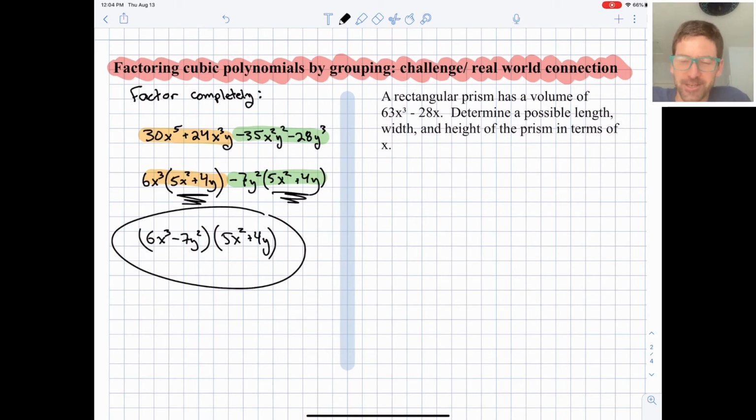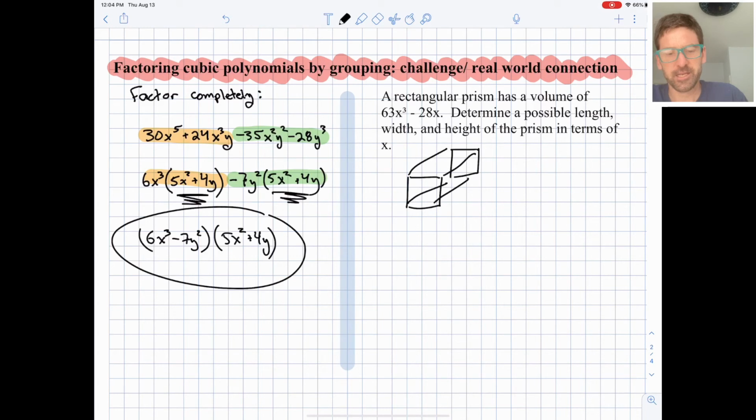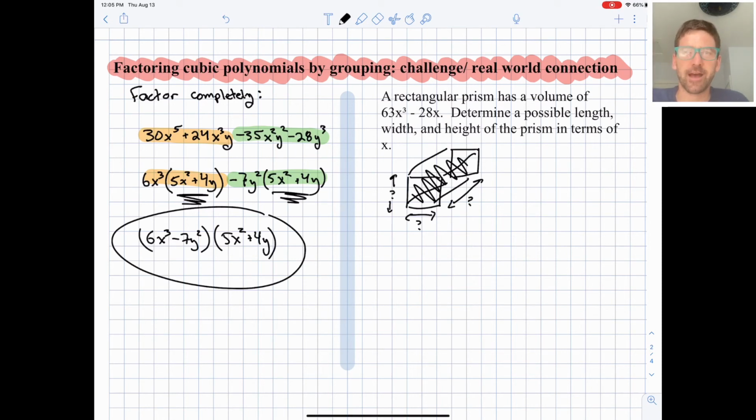Okay, next one. A rectangular prism has a volume of 63x cubed minus 28x. Determine a possible length, width, and height of the prism in terms of x. So here's basically what we're doing. We have some sort of 3D shape, and we know what the volume is, and we're wondering what the height, the width, and the length could be. Okay, so basically we want to factor this expression.